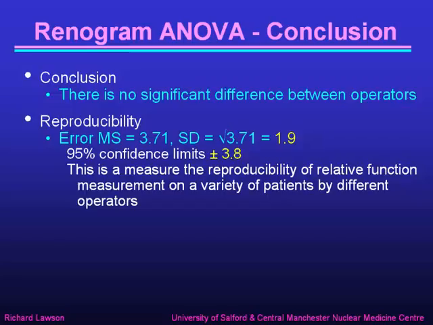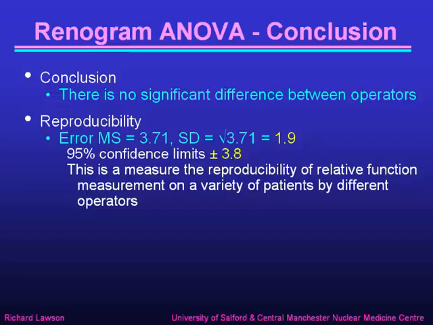But remember that we usually talk about 95% confidence limits, which are plus or minus 2 times the standard error. So that is plus or minus 3.8% in the measurement of relative function. So we can say that plus or minus 3.8% is a measure of the reproducibility of relative function measurements on a variety of patients by different operators. While this value is only a hypothetical one, it does show the sort of thing that might happen in practice.